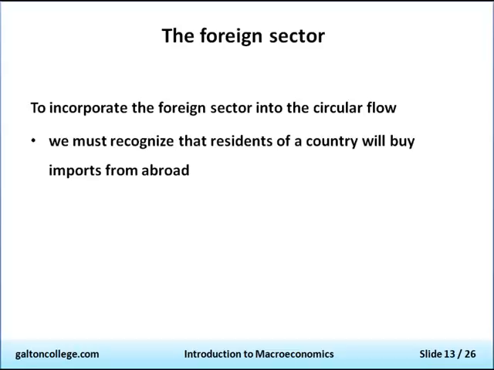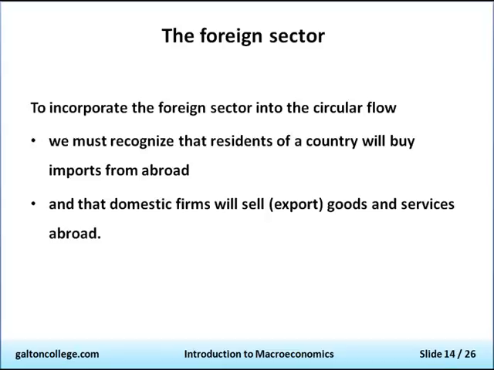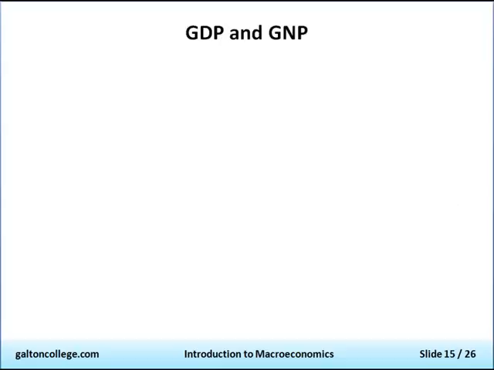So we have to recognize that we buy imports and people abroad buy our exports. That's the way the world is, and it's important to integrate that into our models. So domestic firms sell abroad and we buy from abroad. And of course, the more we sell abroad, the more jobs we will have in this country, the higher our standard of living. So a high standard of living is seen to be desirable.